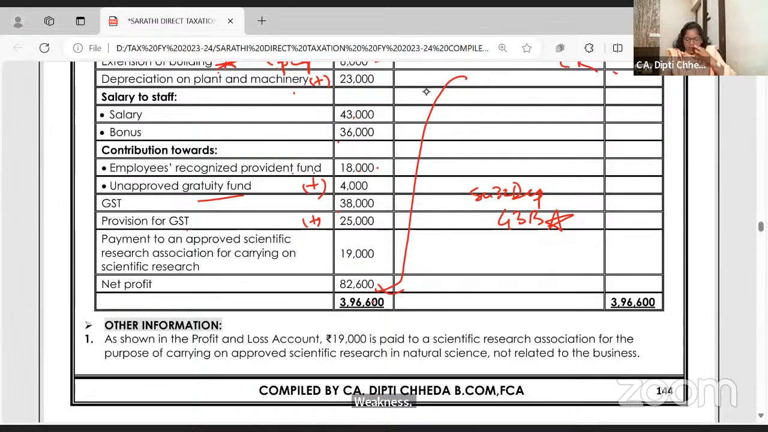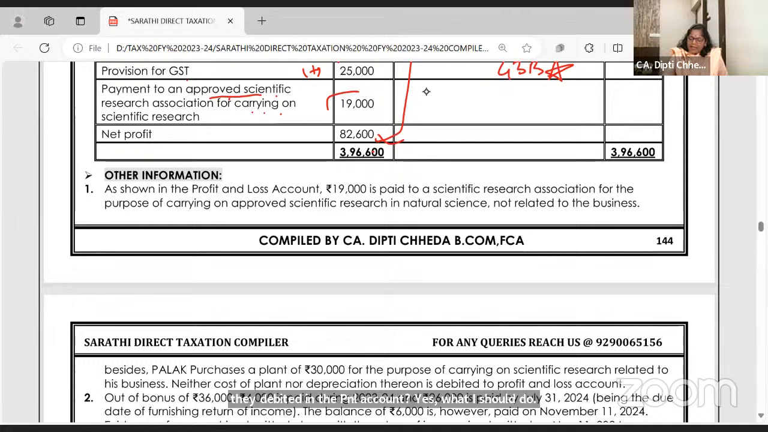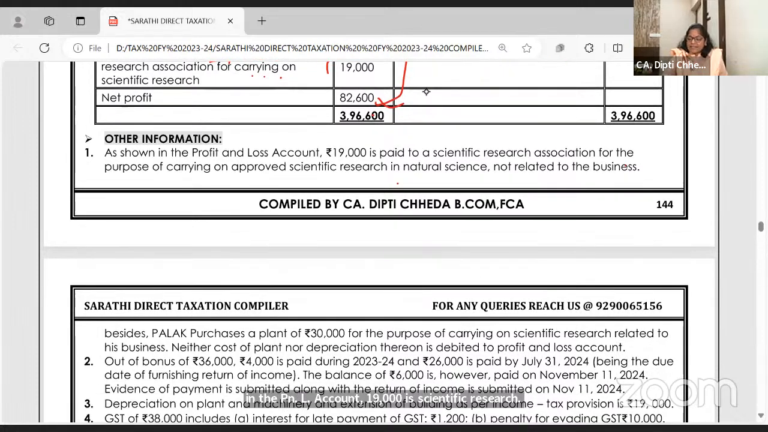Okay? Now, payment to Scientific Research Association. Can we make payment to Approved Scientific Research Association? Yes. Is it allowed? Yes. Have they debited in the P&L account? Yes. What I should do, add or less? Nothing. Shown in the P&L account, 19,000 is scientific research, which is not related to business. Okay, still it is allowed. Can you donate outside for scientific or statistic research?